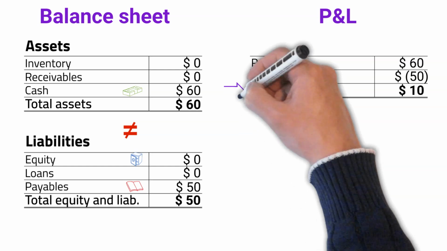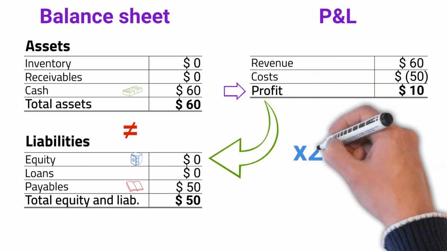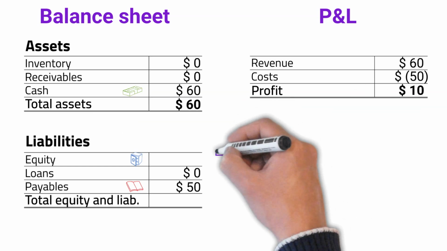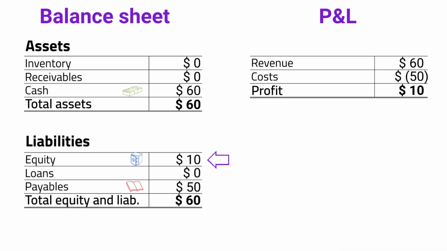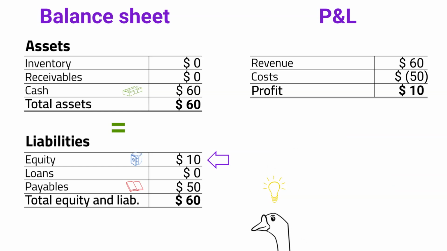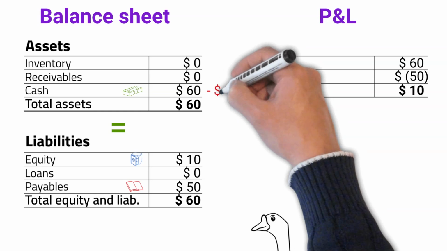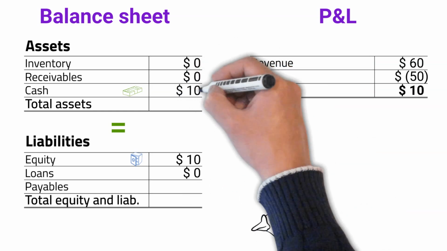To make the balance sheet balance, we add the $10 profit to equity. Why? Because profits belong to us. They are also so-called retained earnings and increase the company's value. And now the balance sheet balances. Good. Now we can pay our supplier and settle our debts. As a result of those operations, we have $10 of cash reflecting our profits of $10.